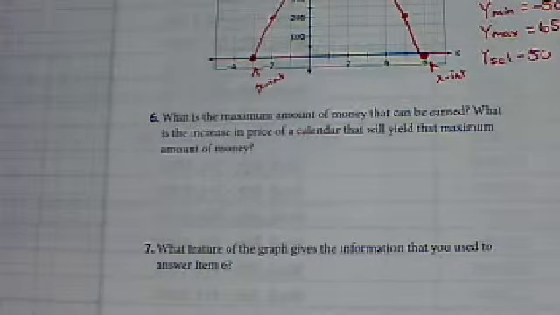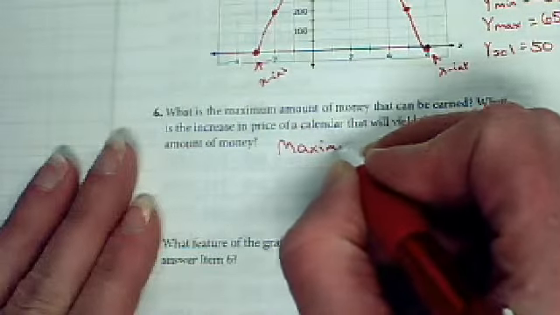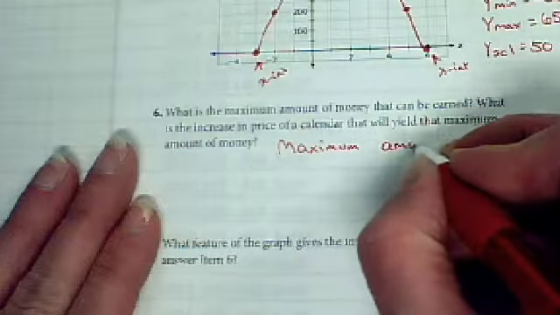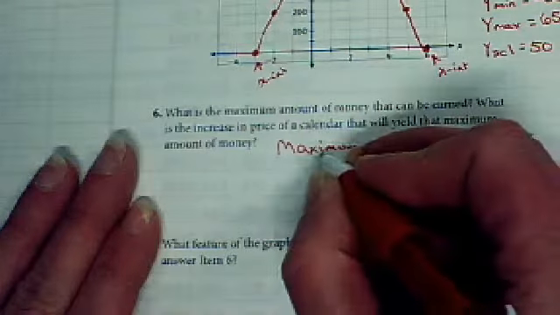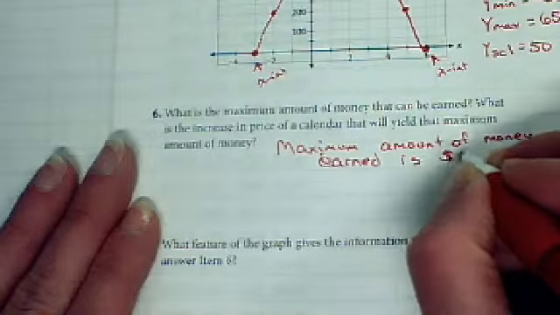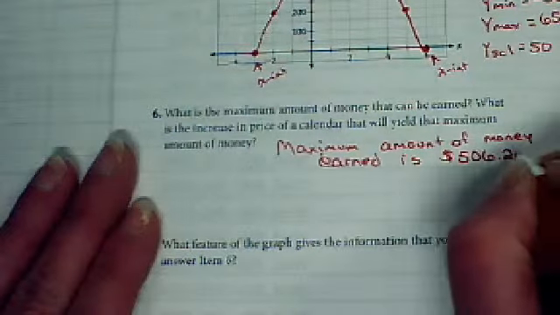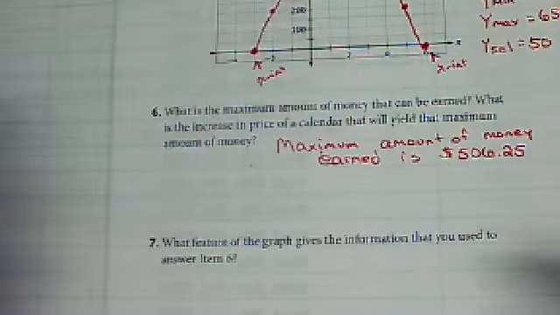Now let's see if we can use that to answer a question. What is the maximum amount of money that can be earned? Well, we just said that was a maximum point, so that is definitely the maximum amount of money. So the maximum amount of money earned is $506.25.